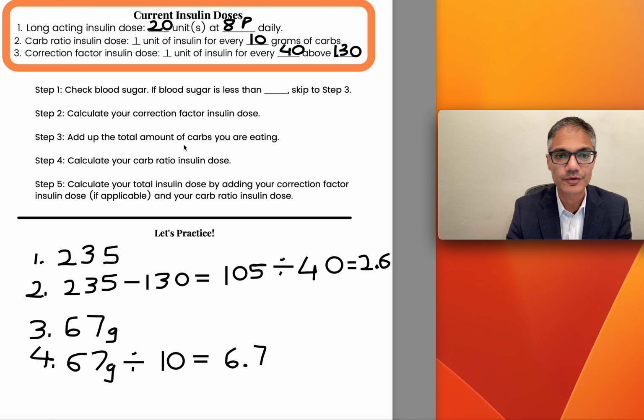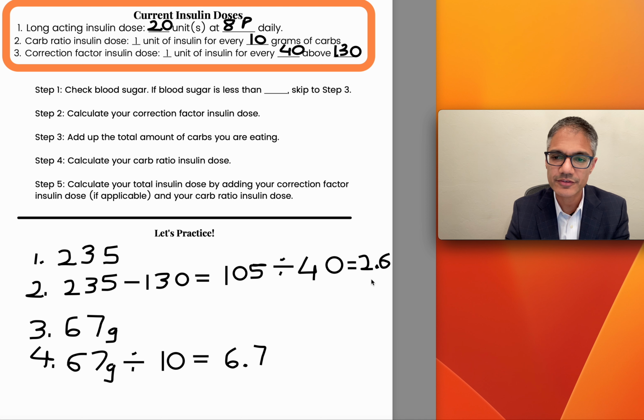Step three, you figure out your carbs. So you figure out how much total meal is about to be. It says 67 grams. Great. And you got to figure out your carb ratio, which again will be prescribed to you. In this case, it's 10 for this individual. So it'll be 67 divided by 10. It's 6.7.